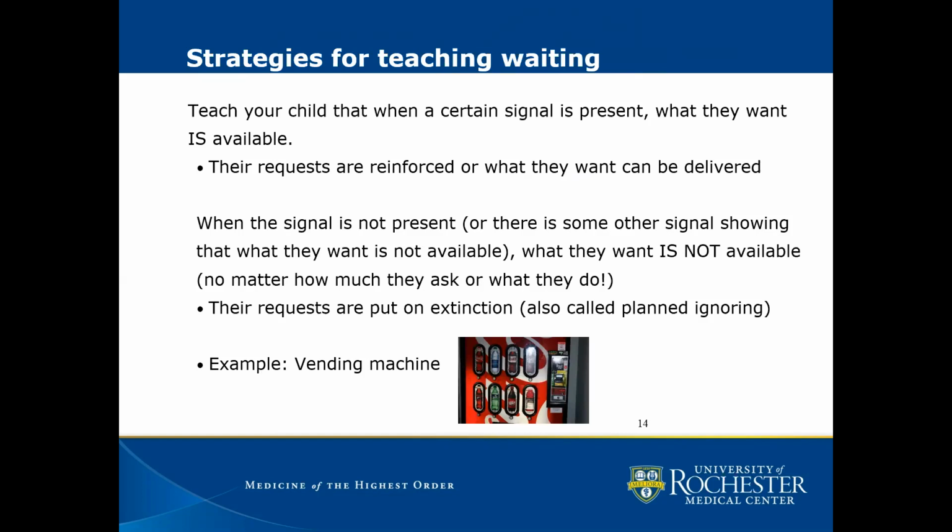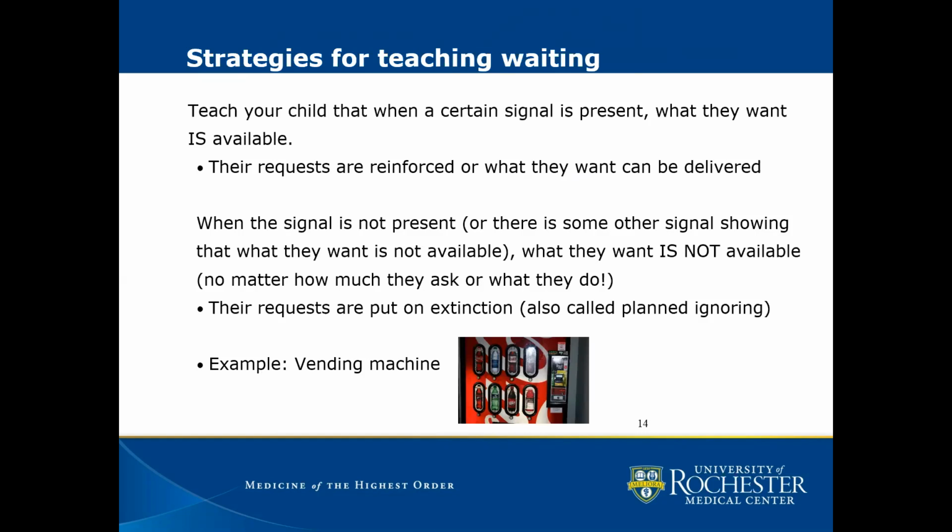And so what you'll hear people refer to is that the requests they're making are put on extinction, or you might know the term planned ignoring. So you might have one signal for availability and one signal for unavailability, or sometimes it's the presence of a signal or the absence of a signal. Those are the two main ones that we tend to understand and use a lot.